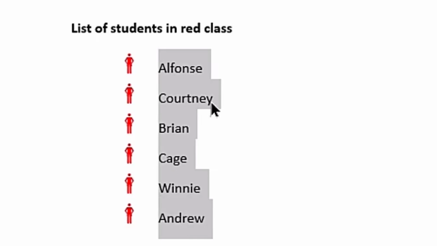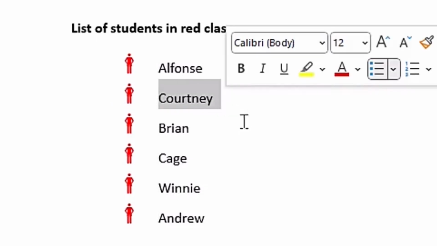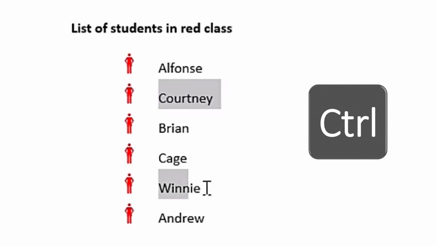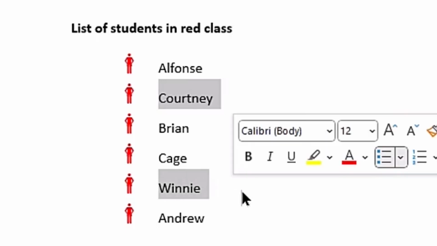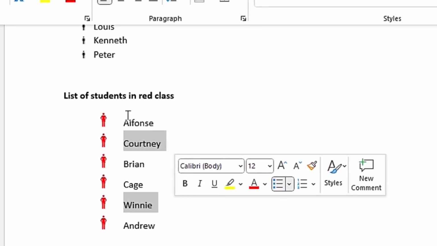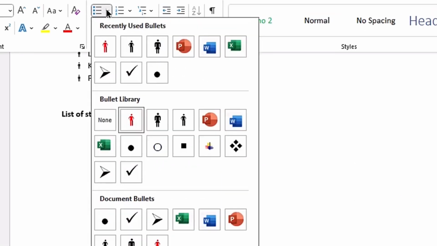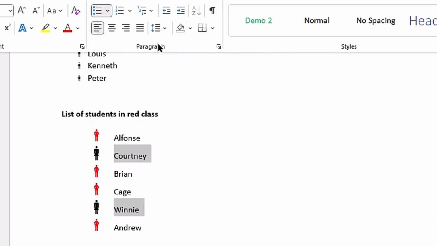Now I can see that it's actually very difficult for you to differentiate between the one for a woman and the one for a man. But let me first do this. When I highlight the woman like this, then I hold Control, highlight Winnie. That means I'm highlighting two things that are actually not close to each other. You highlight the first one, hold down the Control, highlight the second one. So when I come to the drop down arrow, this is the icon for woman. Let me first apply it.